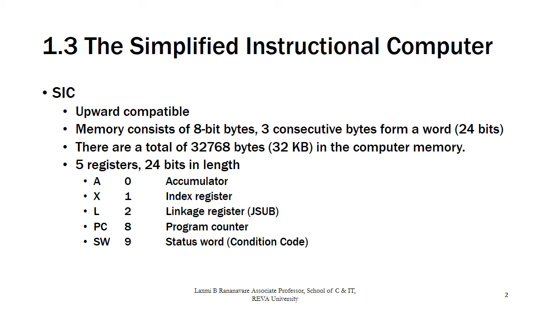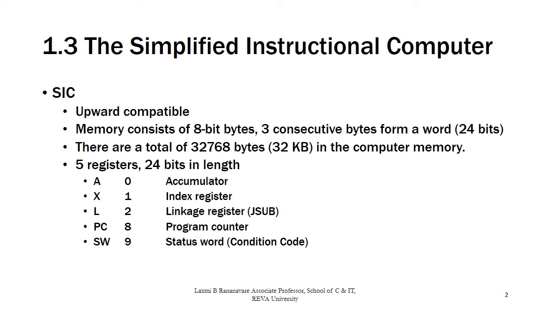Each register contains information of 24 bits. So any register in the SIC machine consists of 24 bits of information. We have here 5 types of registers. One is A, which is the accumulator, and it is denoted by 0. X is the index register, which is denoted by 1. L is the linkage register, which is denoted by 2. PC, the program counter, is denoted by the number 8. And then we have the status word register, SW, which is denoted by 9.